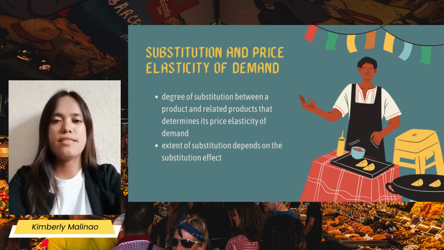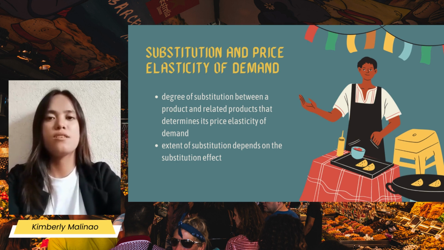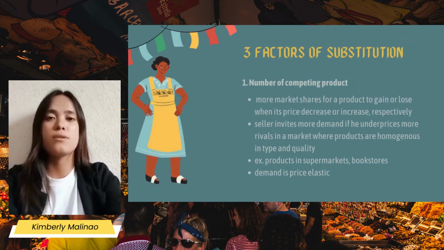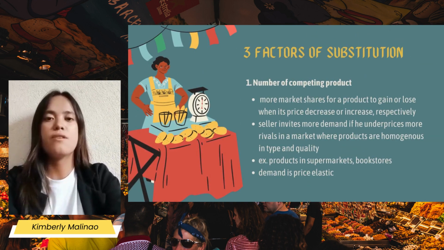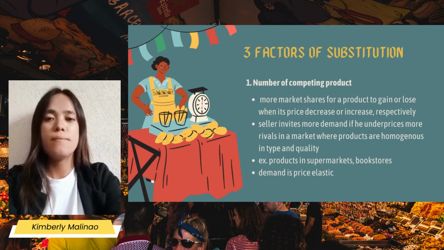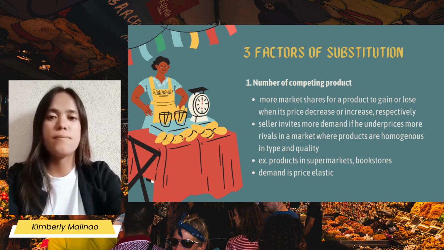Substitution and price elasticity of demand. Substitution and price elasticity of demand refers to the degree of substitution between a product and related products that determines its price elasticity. This is the extent of the substitution effect. There are three factors of substitution. First is the number of competing products. There is more market for a product to gain or lose. If the price goes down or up, the seller sells more if the price is lower compared to competing products.